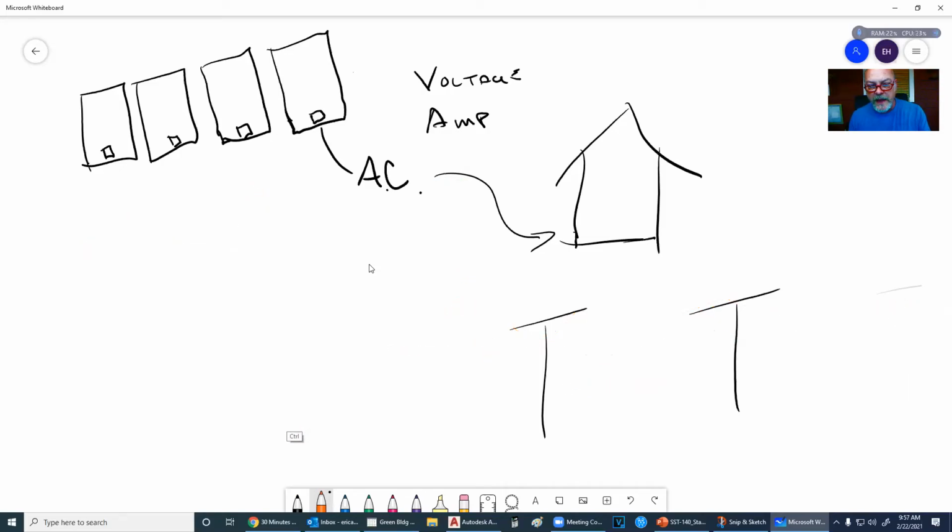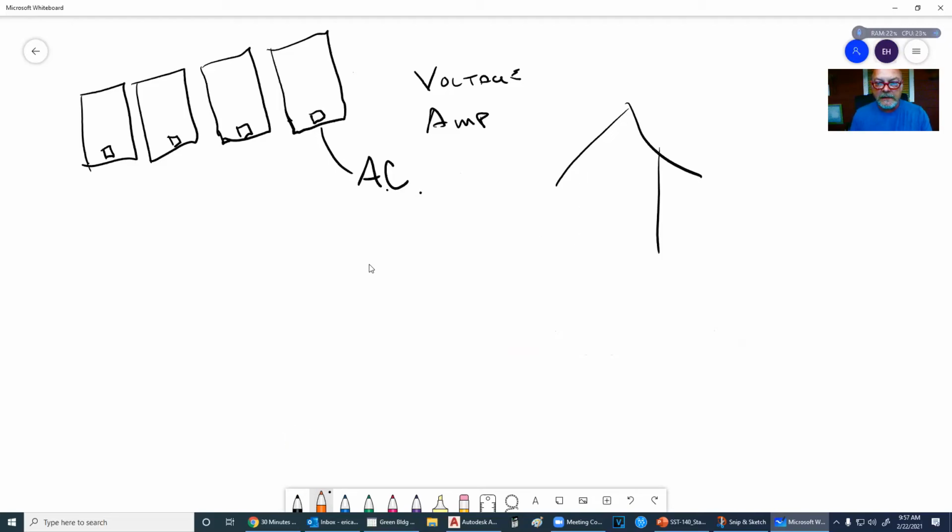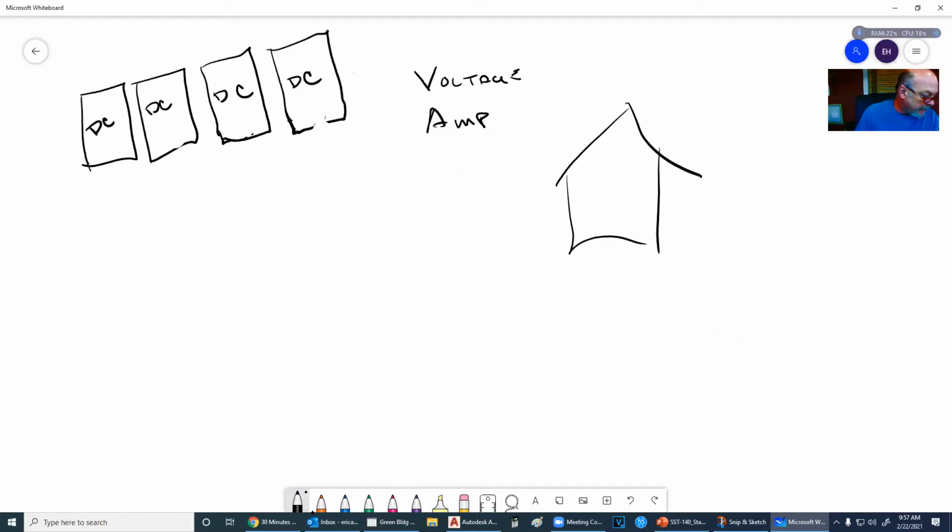So when we're thinking about the grid, the microinverter is a fairly new thing. Generally, they're DC, so they're like your car. You can plug your car up to them and crank up your battery.